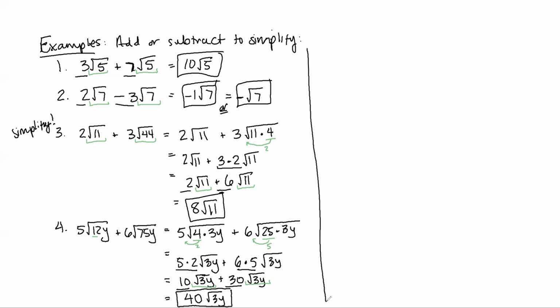All right. Let's go ahead and try some more. Number 5. We're given 9 square root of 5 minus 4 square root of 10. Now for this one, if we look at this 5, right now we don't have like radicands. 5 is prime, so we can't break that one down.